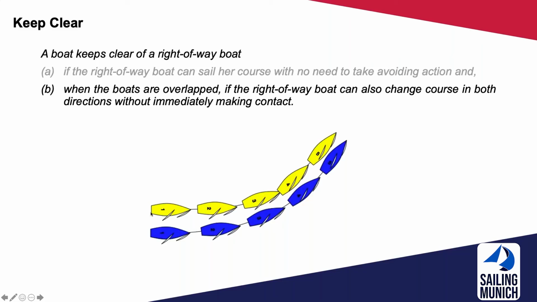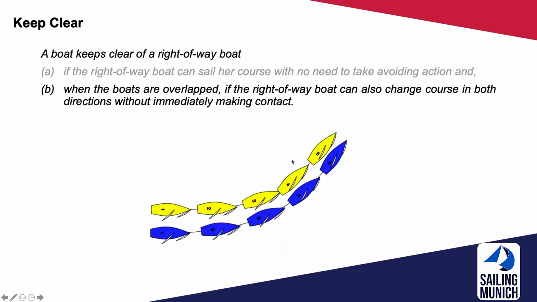So if we look at blue and yellow here in position 1, yellow is going to be the windward boat, again with the wind coming down from the top of the page. So yellow has to keep clear. And we ask ourselves, for blue, can she change course in both directions without immediately making contact? I think the answer here is yes. So that means yellow is keeping clear. Then we see the gap is getting smaller and smaller, and eventually there will become a point, maybe around position 5, where if blue did change course in either direction, there would immediately be contact. That means yellow is now no longer keeping clear. So that's all there is to that.